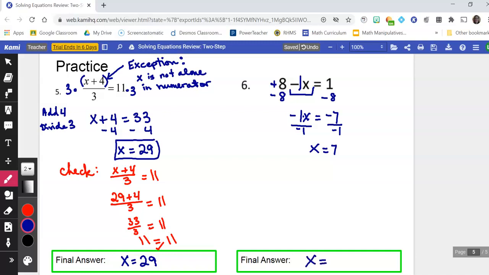Now, there is another way to think through this. In this step right here, where we have negative x equals negative 7, and you could have brought that 1 down or not, this means the opposite of x is negative 7. So if the opposite of x is negative 7, that would tell me that x itself is 7. It's the same thing as dividing by this negative 1. It's just a different way to think about it, depending on how you decide to go through it.